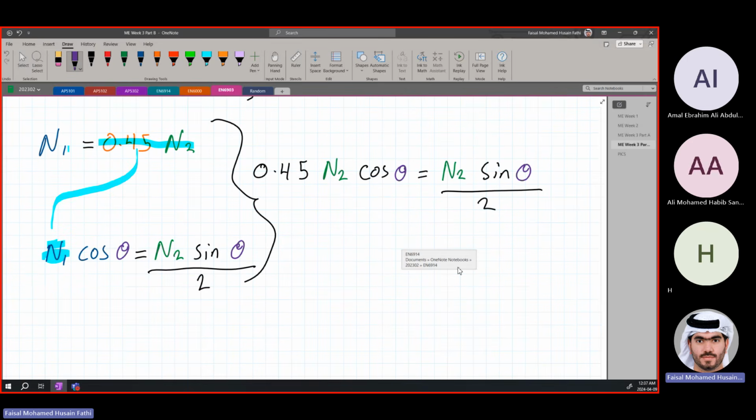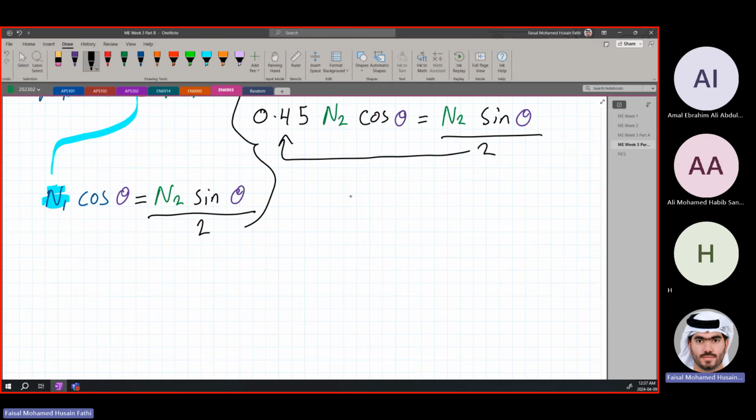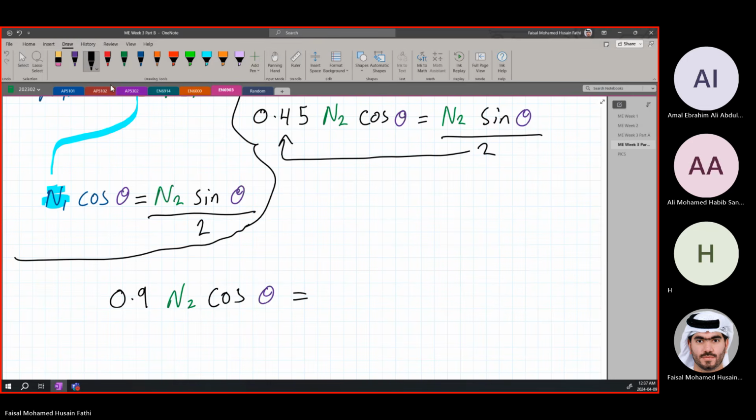You can simplify this equation. First of all, you're going to divide both sides by N2. If you divide both sides by N2, you're going to see something that happens. Or you could just start solving normally and you will notice. If we take this 2 up here, we can multiply, so we can make it simpler. It will be 2 times 0.45, which is 0.9. So 0.9 N2 cosine theta is equal to N2 sine theta.